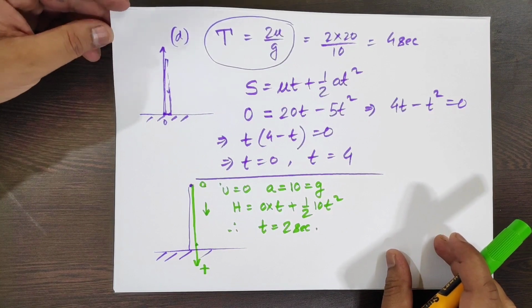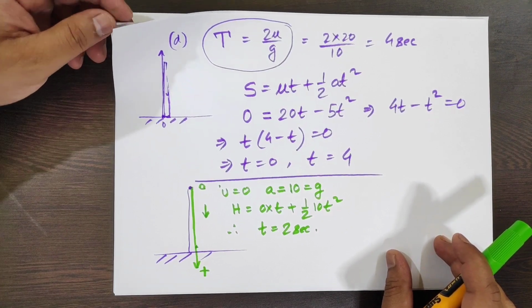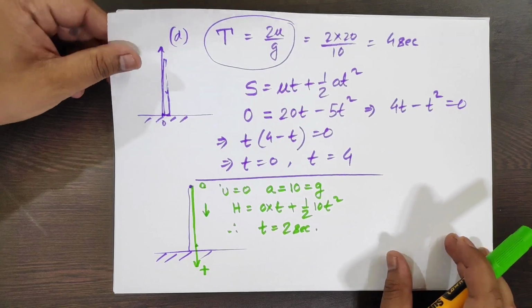Okay, that's part D done. So part E was displacement and distance covered in 1 second and 3 seconds.